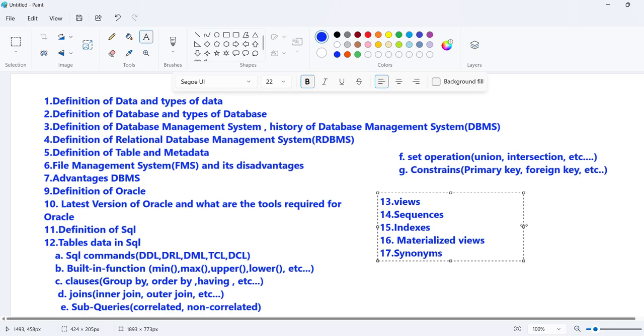These are the most important topics that are required for an Oracle SQL developer or Oracle developer. So after that, all the important topics are finished.